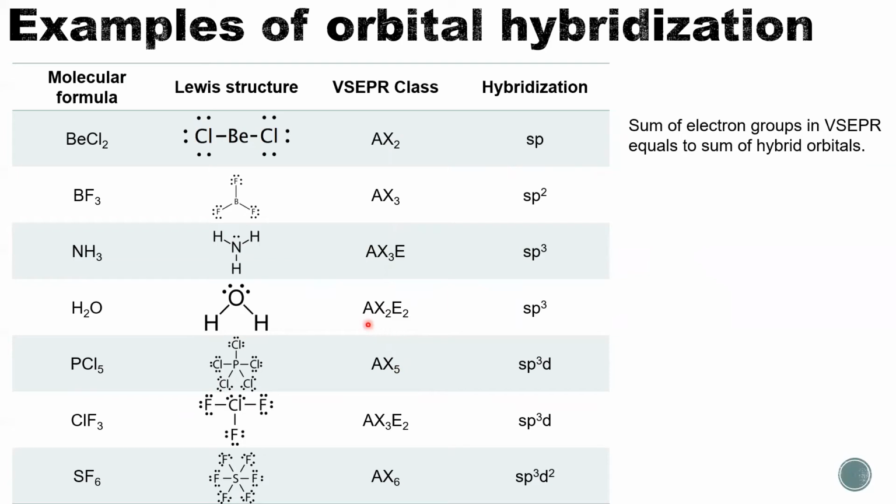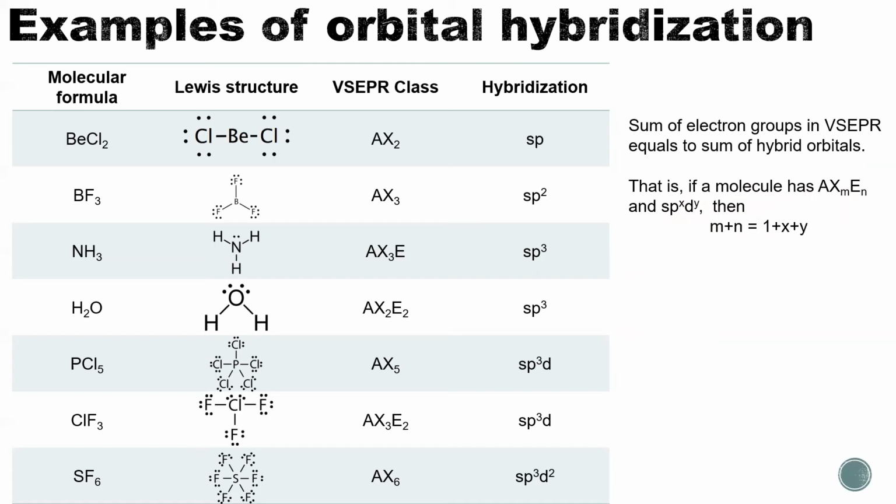Take another example, AX2E2. We have 2 plus 2, which equals 4 electron groups near the central atom in VSEPR. Then when we have 4 orbitals, we do sp3 hybridization to have 4 orbitals in total to meet the VSEPR theory. So if a molecule has AXmEn and spxdy, then we will have m plus n equals 1 plus x plus y. That one is the subscript of the s orbital, so that's 1.